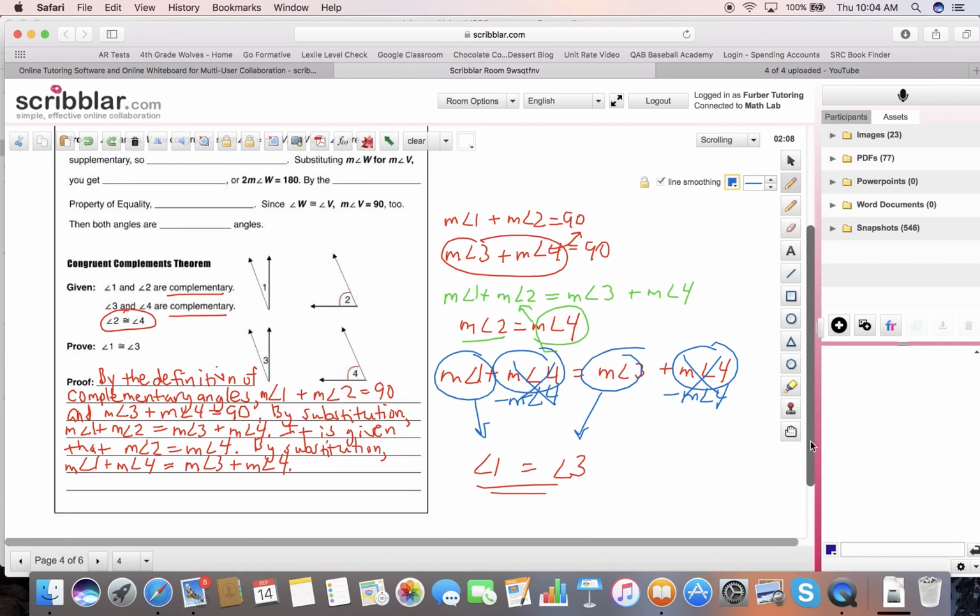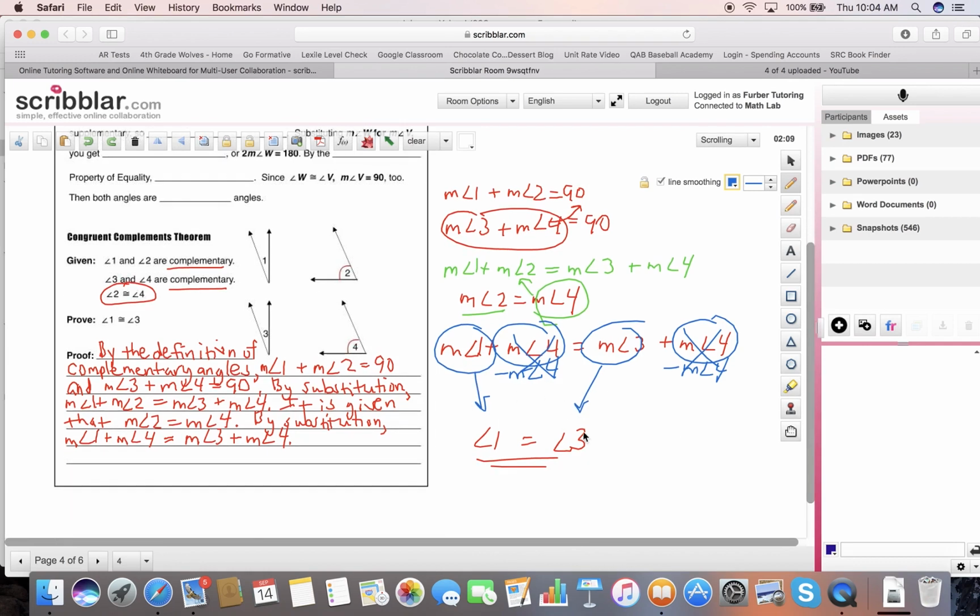I wanted to be able to have the measure of angle 1 equals the measure of angle 3. I wanted to prove that statement. Okay? How did I do that? Well, I subtracted the measure of angle 4 from both sides. That's why I had to get both of them to be the measure of angle 4. Both of them need to say the same thing, so when I subtract them from both sides, they cancel out.